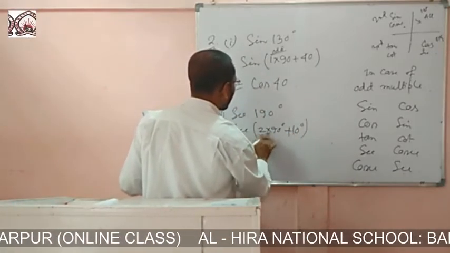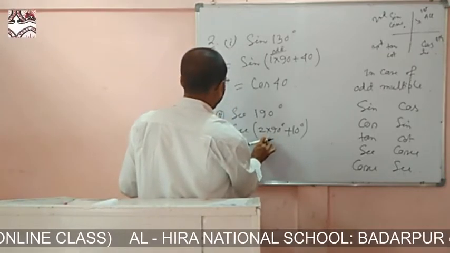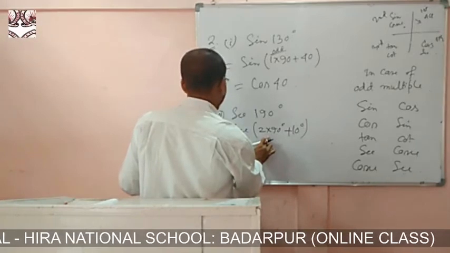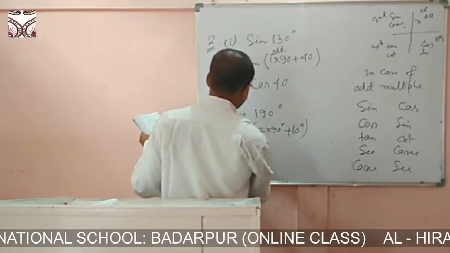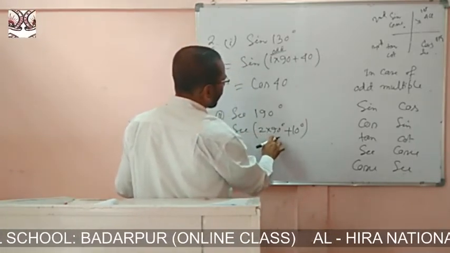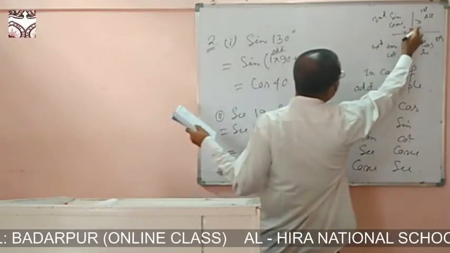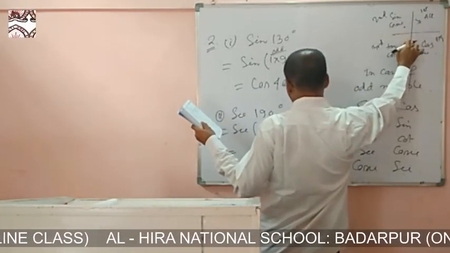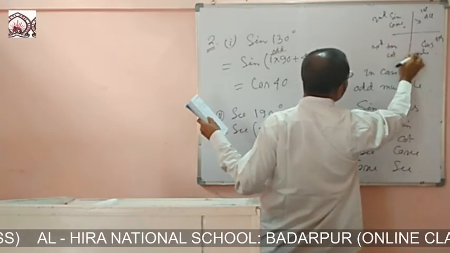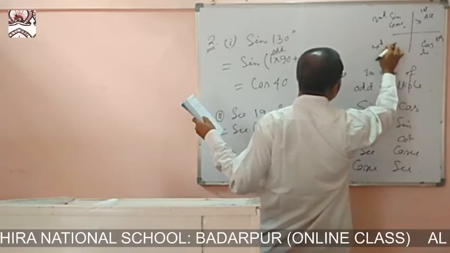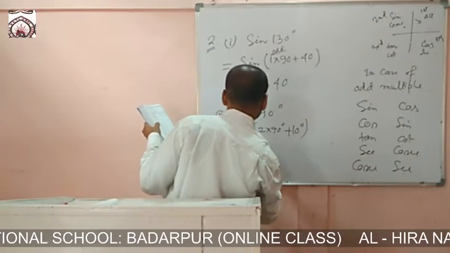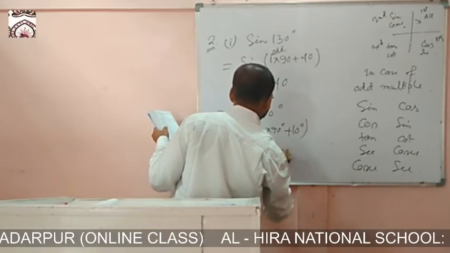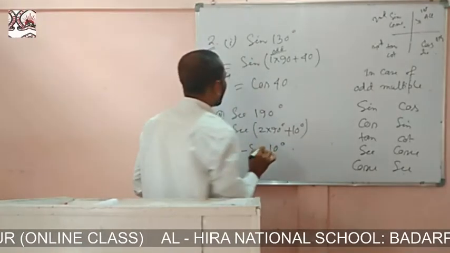So sec of 2 into 90, this is an even multiple. So for even multiple, no need to change. So it remains sec. 2 into 90: first quadrant gone, second quadrant gone, this is the third quadrant. In the third quadrant, sec is negative because in the third quadrant tan and cot are positive. So this will be minus sec 10 degree. So that is number 1 and 2.